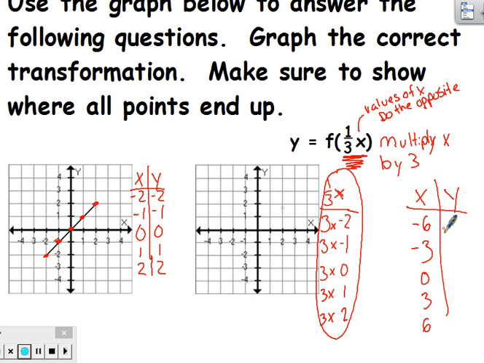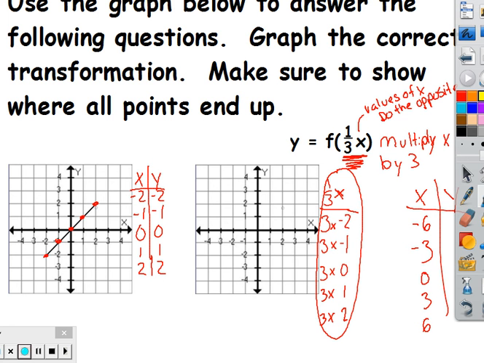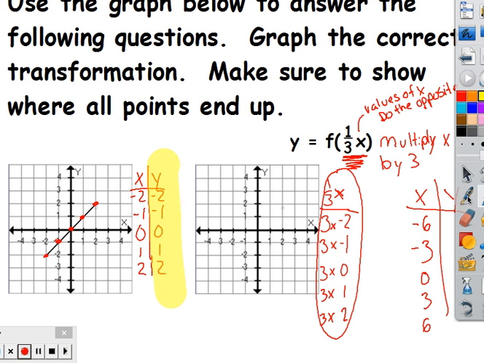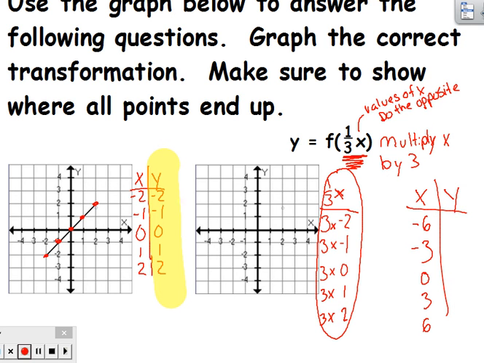The values of y do not change. So I'm going to highlight what I had for my value of y over in my parent function, and I'm going to copy that in my transformation because they do not change. So I have -2, -1, 0, 1, and 2. And now I can graph these points that I have in my table. The first one is -6, -2. And I will be out here and down 2 somewhere.